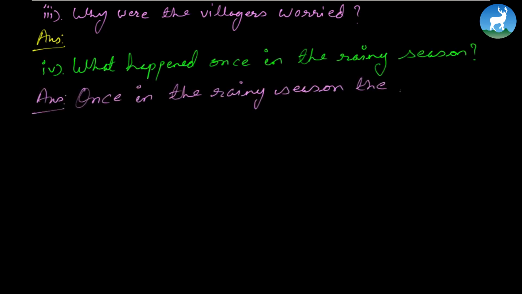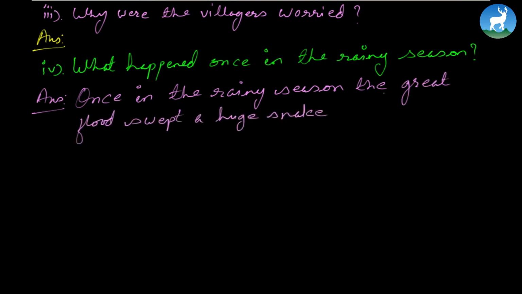Once in the rainy season, the great flood swept a huge snake to the village. So that's what happened once in the rainy season. Okay. Now, again, number 5.